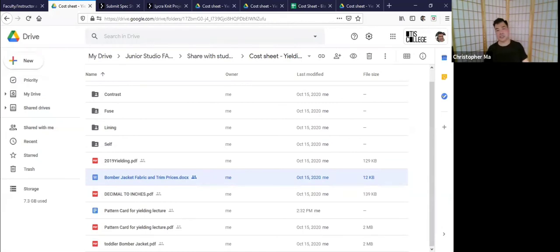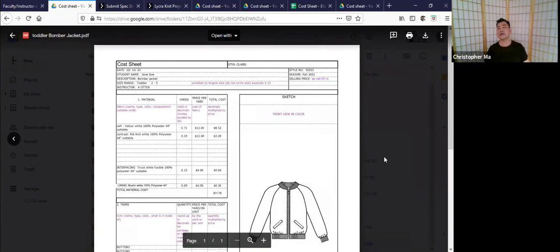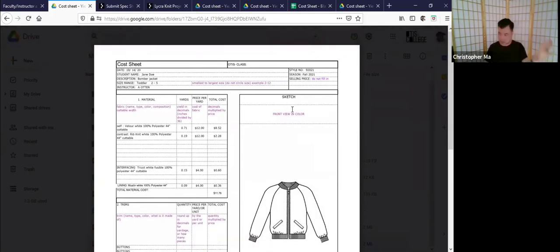Last but not least, I'm gonna show you this. This is also in that, a completely filled out cost sheet based on that toddler size bomber jacket. Okay, let's bring it back home one time.